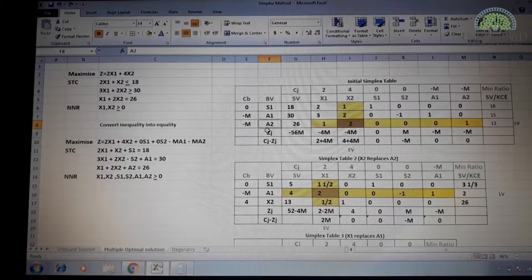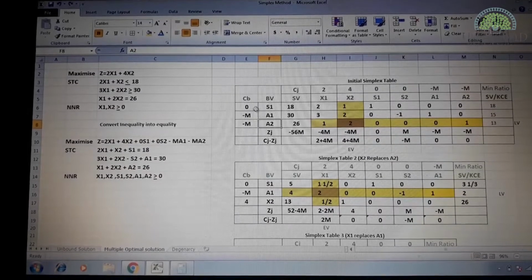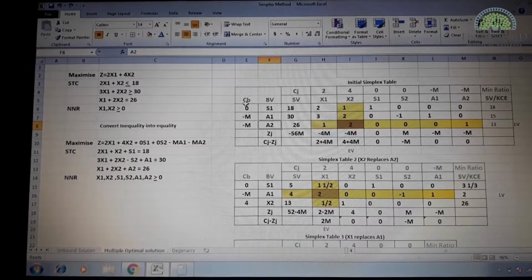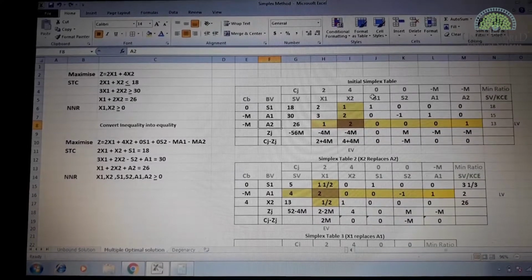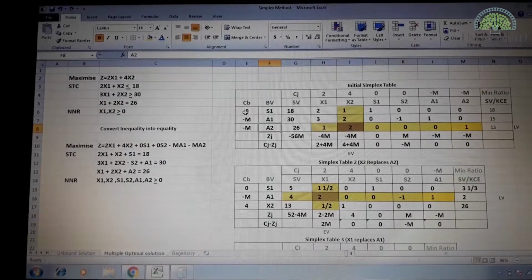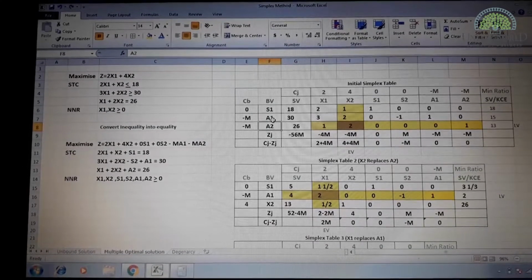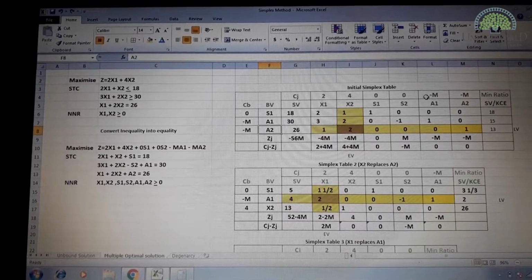Once this column is filled, we'll get back to the first column, that is coefficient of basic variable. The coefficient of basic variable S1 in the objective function is 0. So we are going to record the same. Similarly, the coefficient of A1 in the objective function is minus M.